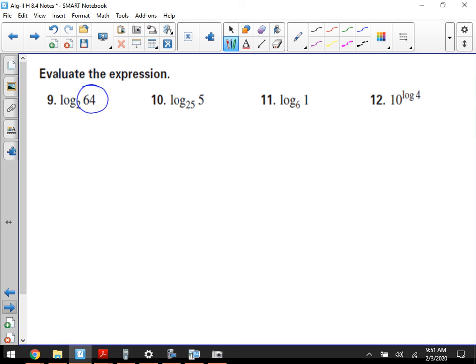What's 2 to the 6th? So this is the same thing as saying log base 2 of 2 to the 6th. They undo one another, and you're left with 6. Okay.